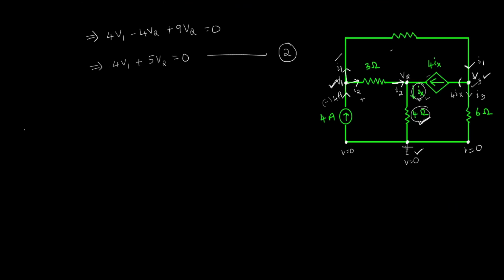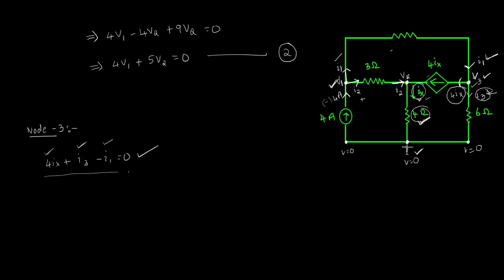Now if we solve this for node 3, the third node, then we can write the equation as 4Ix plus I3 minus I1 equals 0, as 4Ix current is exiting the node, I3 current is also exiting the node, but the current I1 is entering the node. So we can write its KCL equation as such.